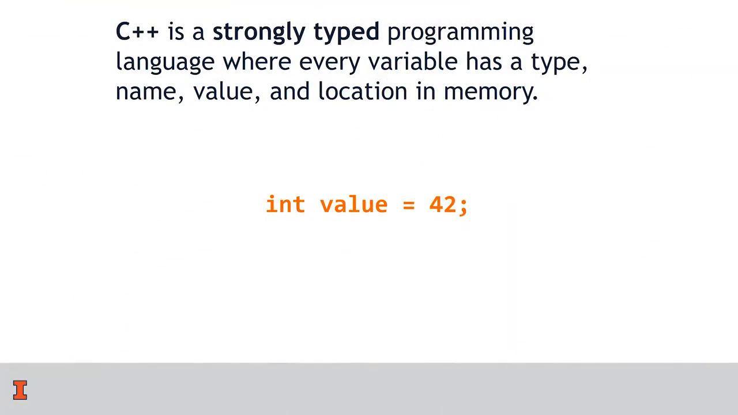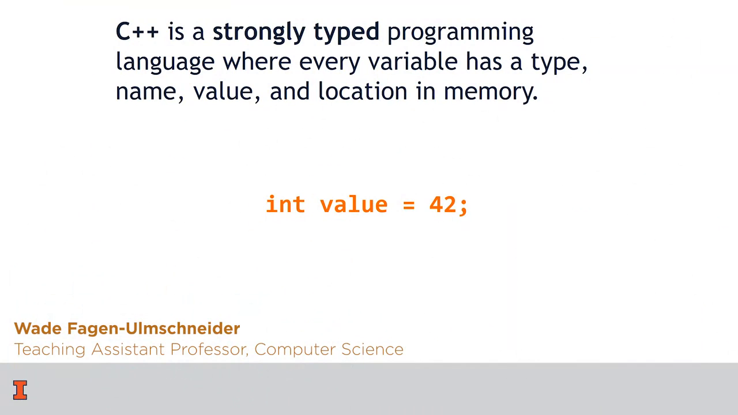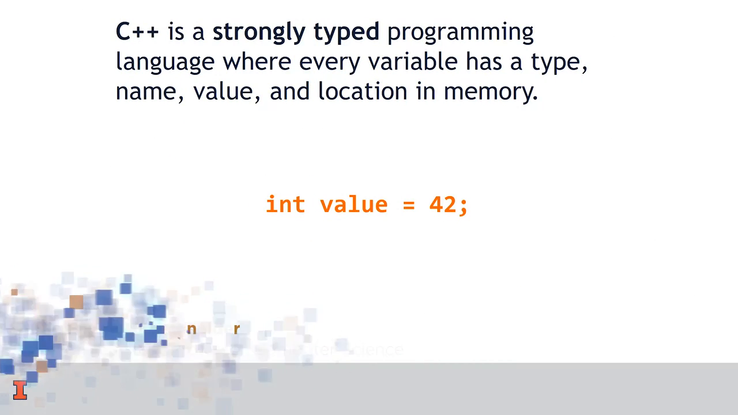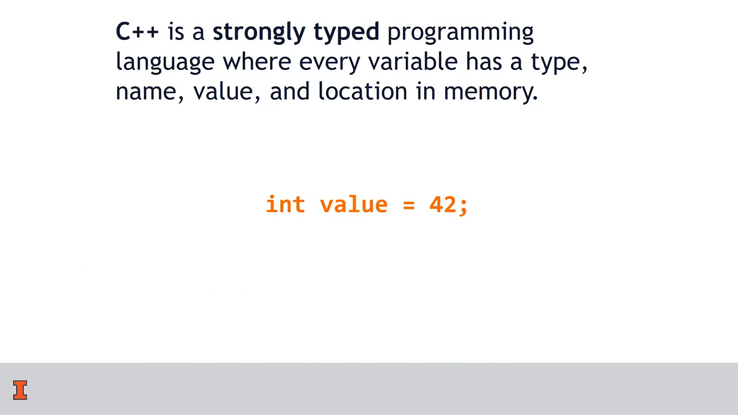C++ is a strongly typed programming language. What this means is that every variable has a type, a name, a value, and a location in memory. For example, if we look at the variable declaration below, we can denote that the type is an integer, the name is the name value, and its value is the number 42.